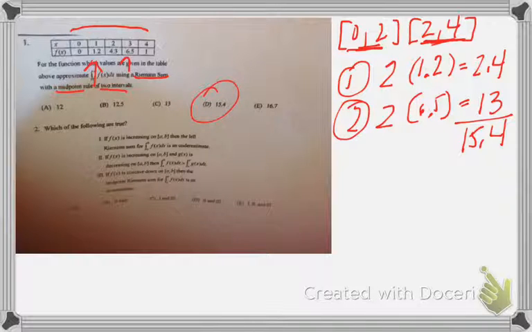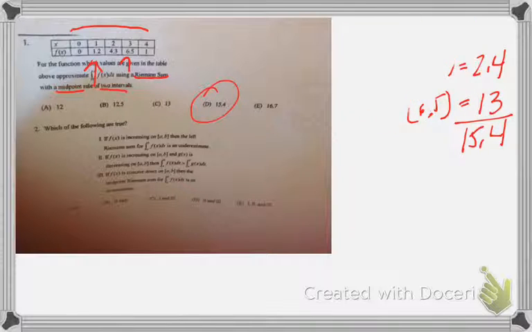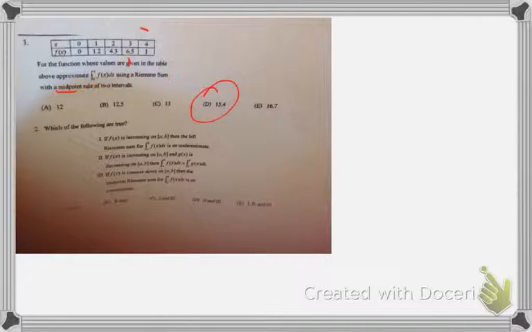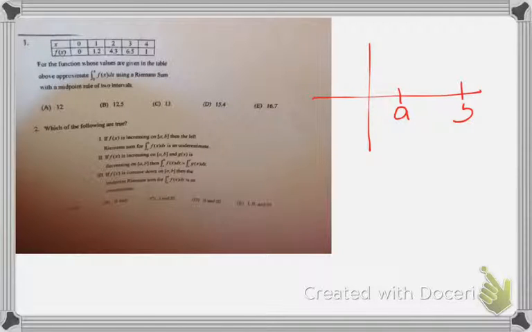Okay, let's look at the next problem. Make some room here. Okay, so the question is asking you which is going to be true. Let's look at the first one. If we have a function going from A to B, and this function is increasing, let's say it's a parabola, then a left Riemann sum would be an underestimate.